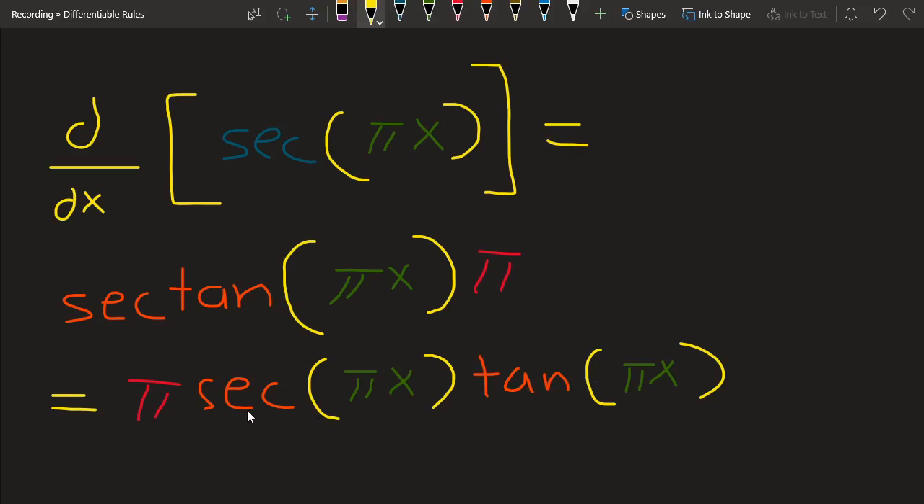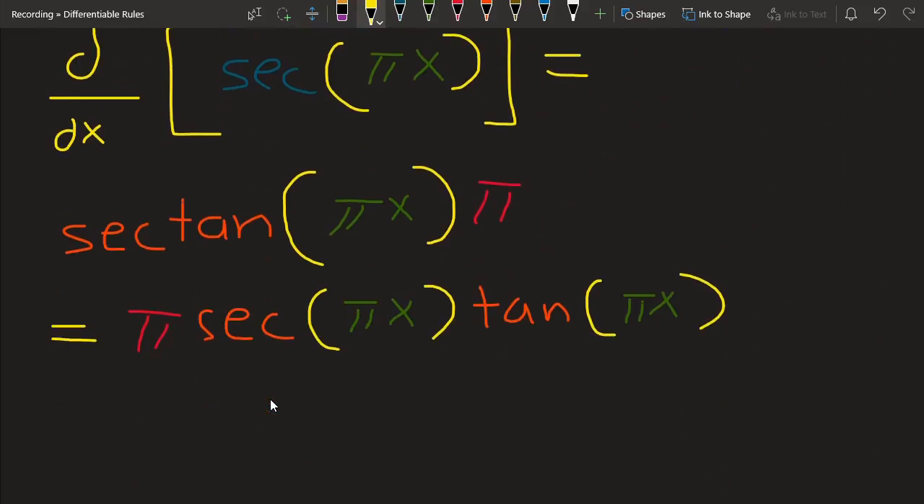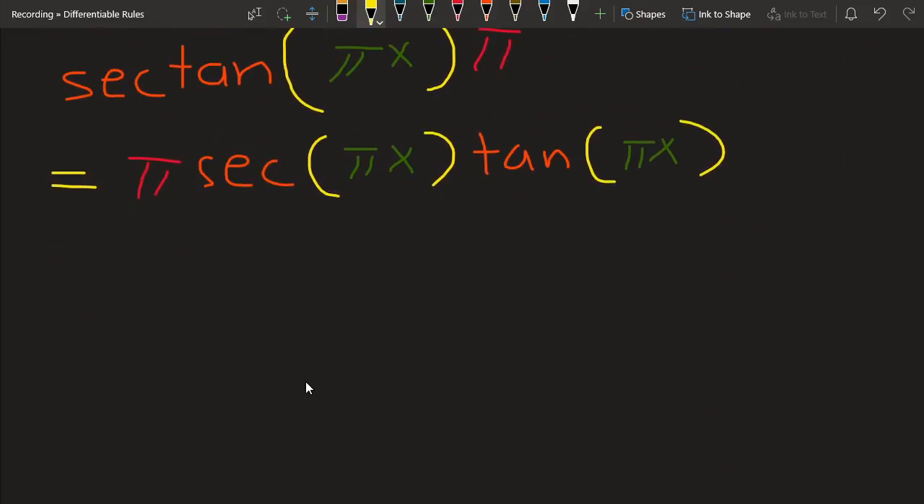So now that we have the chain rule down, let's go to the power rule. So I'll just write power rule right here.